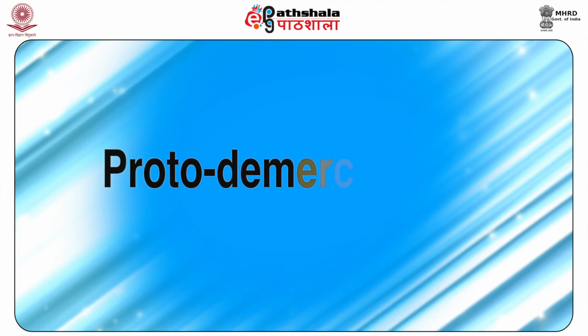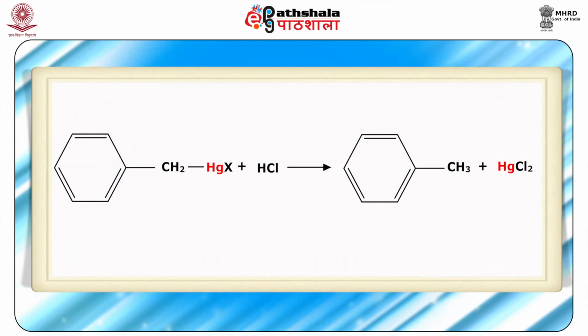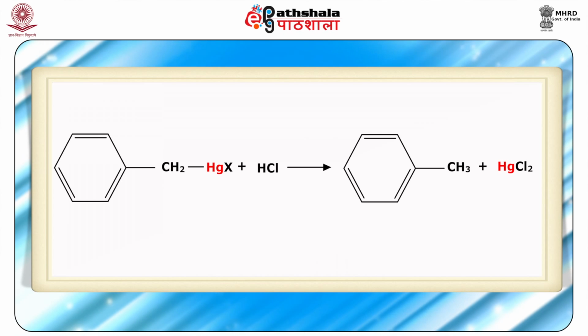The next example we can consider is the proto-demercuration. The reaction of benzyl mercury chloride with hydrogen chloride in alcohol as shown here and in the presence of dioxane was found to follow the SE2 mechanism.